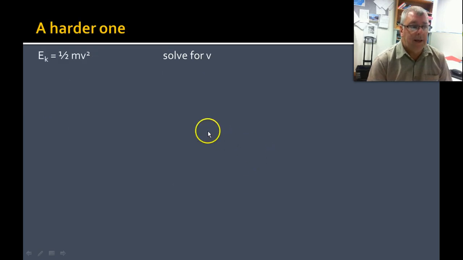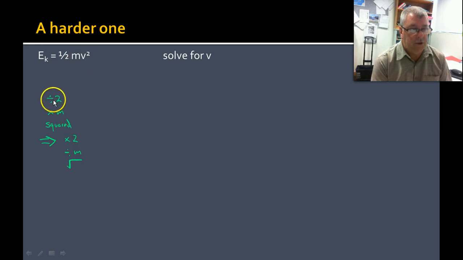Here we have another one. This one is the equation for kinetic energy, so we have a half m v squared, and we're solving for v. Sometimes this half confuses people. What do you do? Sometimes we might write it as 0.5, or sometimes we write it as a divide by 2 effectively. And so there's three things happening to the v.